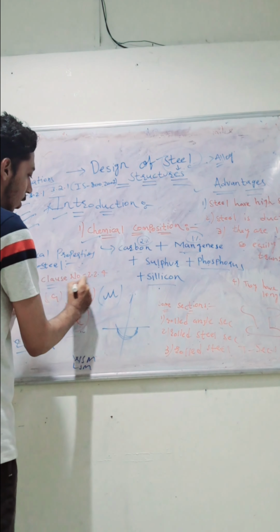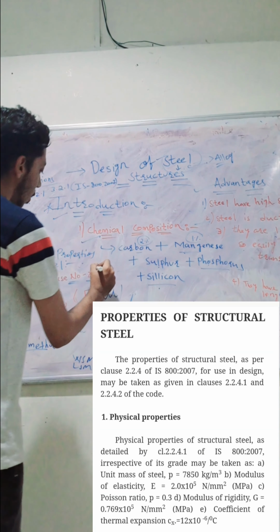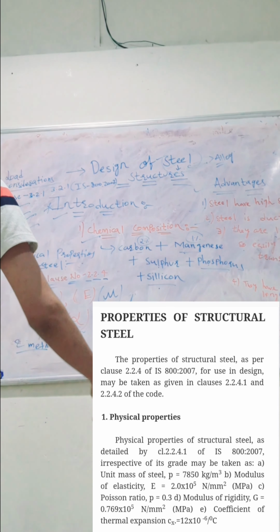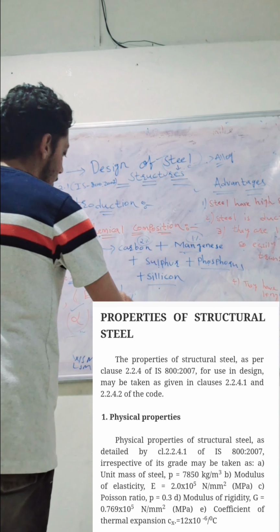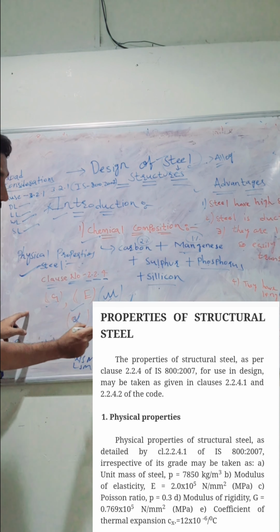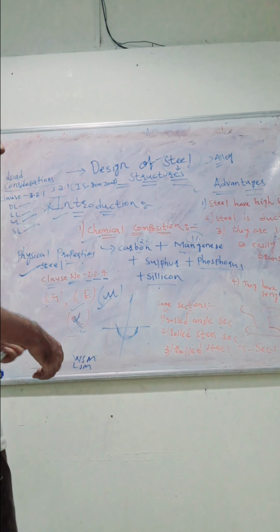It is mentioned in clause number 2.2.4. In clause 2.2.4 we find G, that is nothing but modulus of rigidity, modulus of elasticity, and Poisson's ratio mu. And this is your thermal expansion indicated with alpha. Thermal expansion. Next, we have two methods in steel structures.